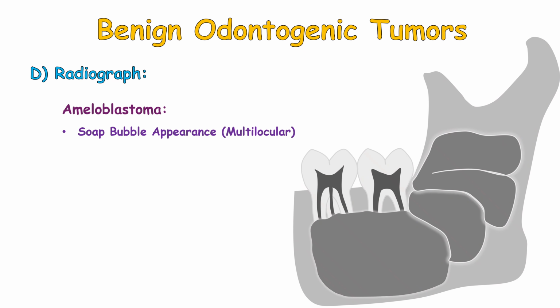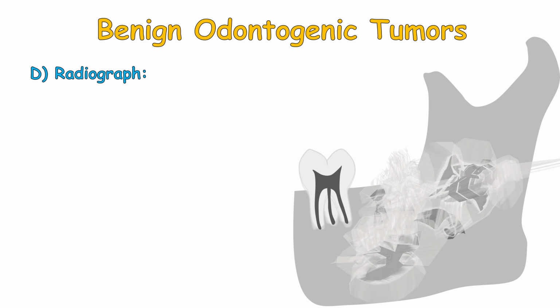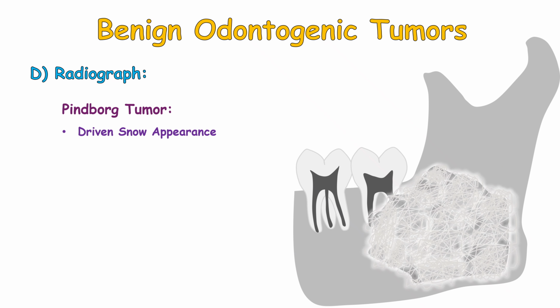Based on the unique radiographic appearance, we can categorize the tumors. First one is ameloblastoma, which has mainly a soap bubble appearance, seen mostly in multilocular cases. Next one is pindborg tumor, otherwise called calcifying epithelial odontogenic tumor, which has a unique driven snow appearance, where mixed radiopacities and radiolucencies are seen due to calcification of this tumor.